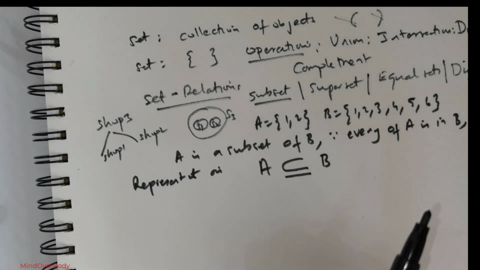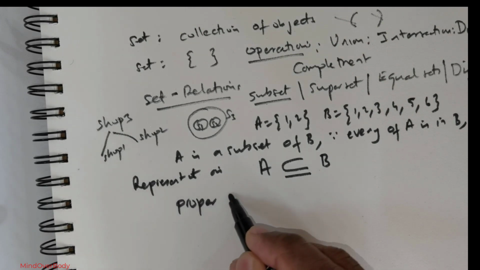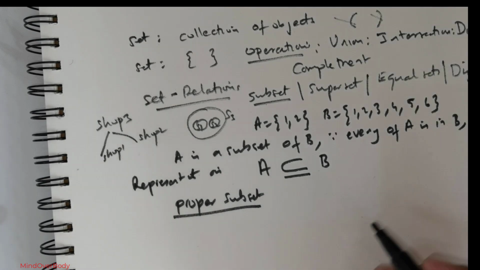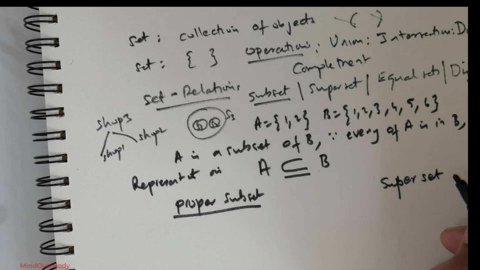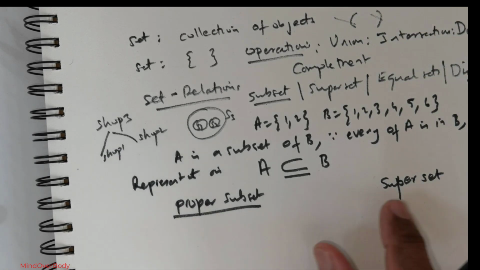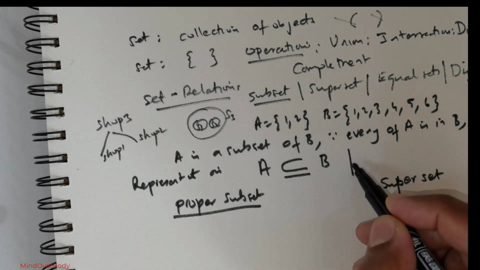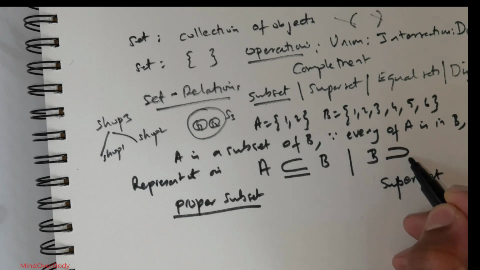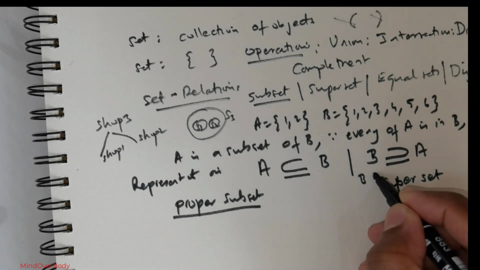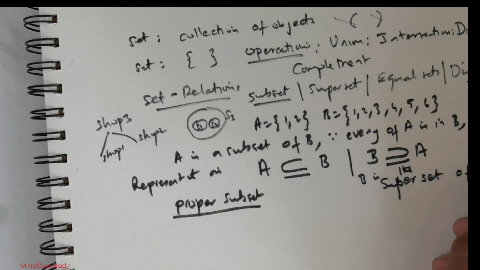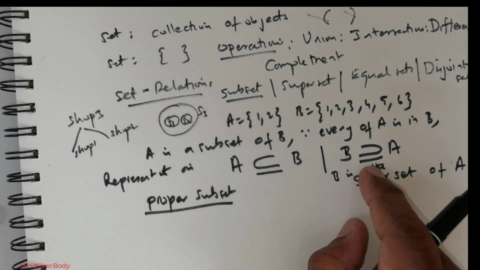Okay, all right. Now there is another thing called a proper subset, and there is something called a superset. Right, proper subset and superset. Now, if in this case, if I were to write it like this, B like this, then I say B is the superset of A. So have this in mind. It's all a change in representation.